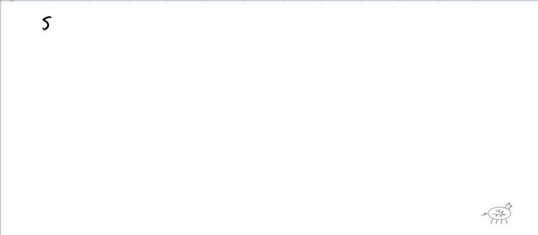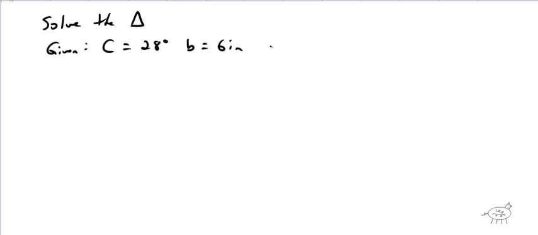And again, just like the old days, it says solve the triangle. Okay, so you're going to be given angle C is 28 degrees, side B is 6 inches, and side A is 4 inches. All right, so the first thing, and then of course you're going to find the other two angles and the one side.